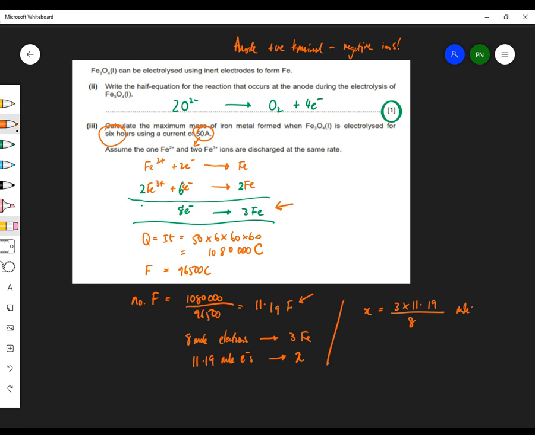This is moles of Fe. But they don't want the moles, they want the mass. So I'm going to use the calculator: 3 times 11.19 divided by 8, that's the number of moles, times 56. And this is going to give me grams of iron, isn't it? Using the calculator I get 235 grams. So that's the mass of iron. I'm checking the answer scheme as I'm going, and that's the right answer. Let me stop the video again and get the next bit.